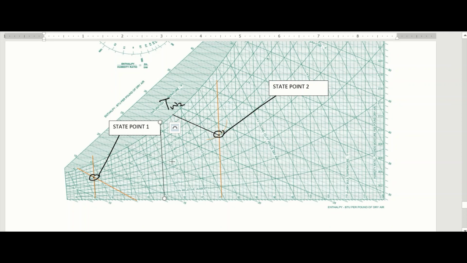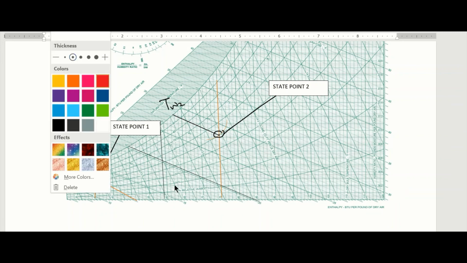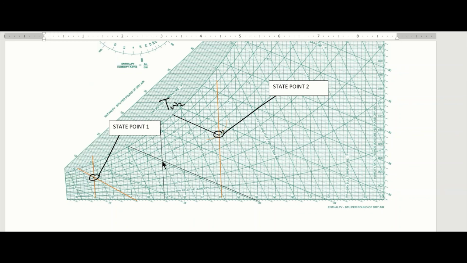Look at it, the front line. My 50 line is the front line. Got it? Yeah, that's my 50. So here is my state point 3. This is my state point 3, or I'll call it my final condition. Here is my final condition.